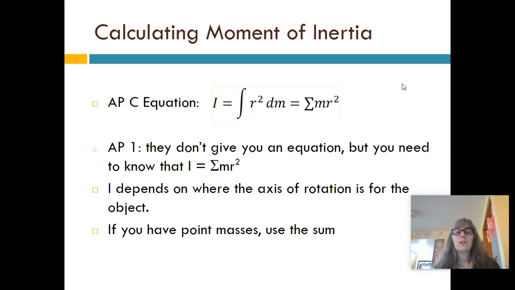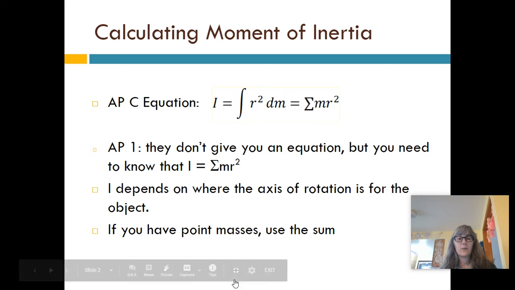But the part that I want you to focus on today is that it's the sum of mr squared. For AP 1, they don't give you this equation, but you need to know that part of it, so that I is equal to the sum of mr squared. So your I is going to depend on where the axis of rotation is, so how far away you are, that's the r, and also how much mass you have. For AP C, if you're doing point masses, you're going to use the sum, this part of the equation, rather than the integral. We'll use the integral part next week.